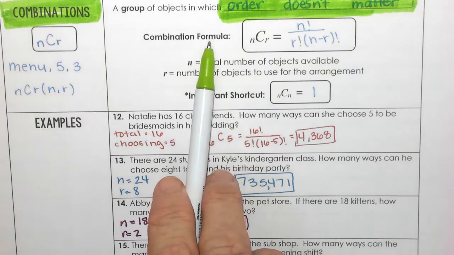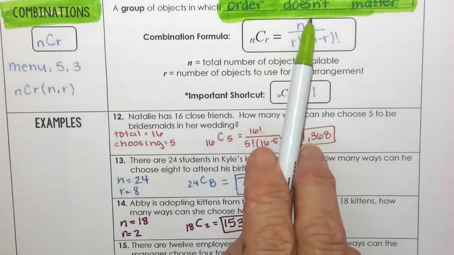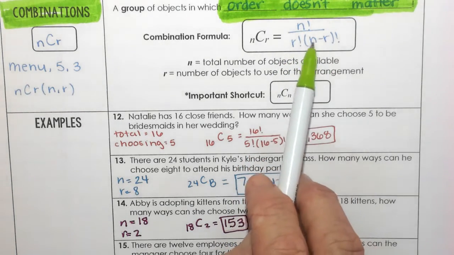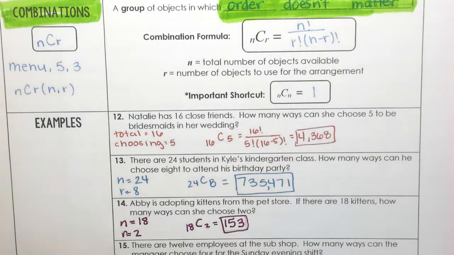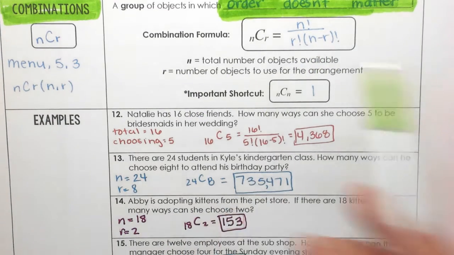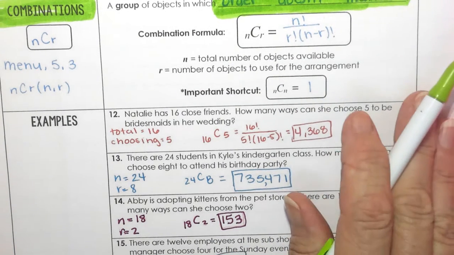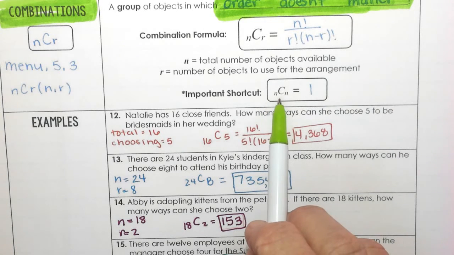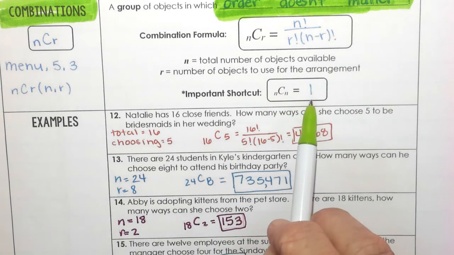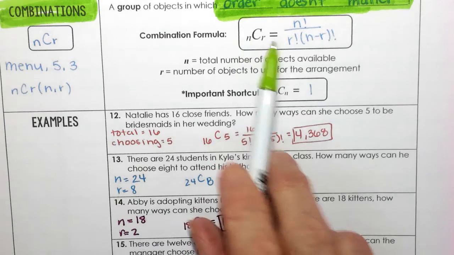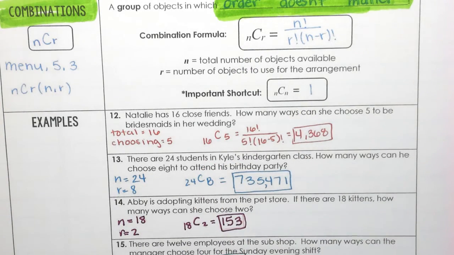So the combination formula is nCr equals n factorial over r factorial times, in parentheses, n minus r, close parentheses, factorial. n is the total number of objects available to consider. r is the number of objects to use for the arrangement. The important shortcut for nCn equals 1. So that's nCn, but remember in the calculator we're doing nCr. So we'll consider this later for the more complicated problems. We'll come back to that.